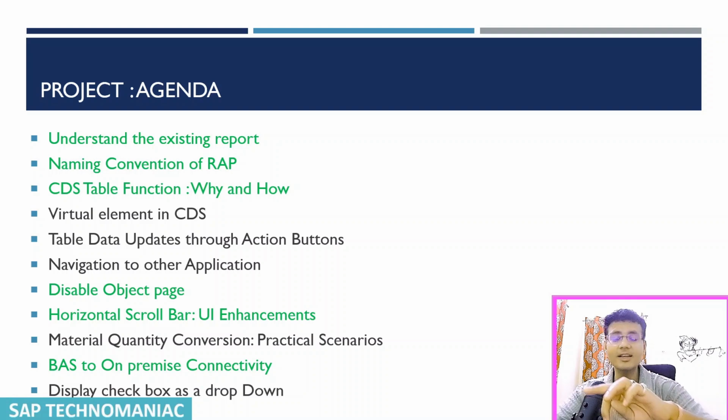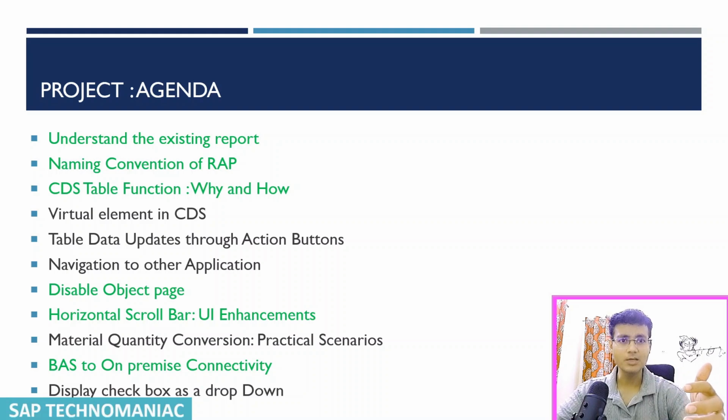Not only that, we connected our BAS, Business Application Studio, to the on-premise system. These all things we have already done. Now the pending work is the virtual element in CDS, where I have to read the standard text or text from the table. I just want to read some text and display it using the read text function module, which I am not able to call directly in the CDS. So I will use a virtual element there.